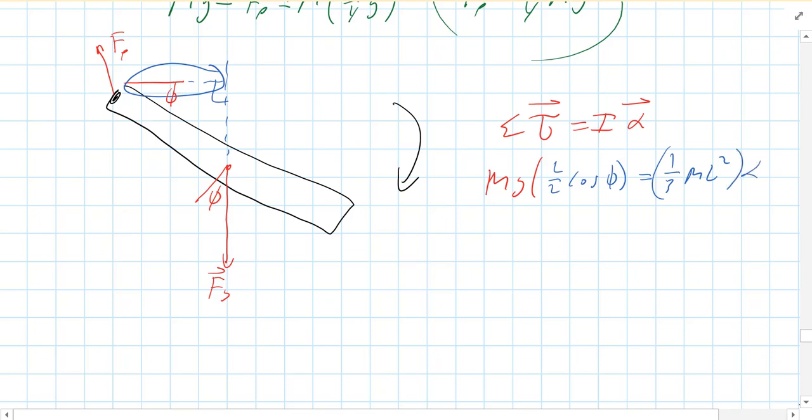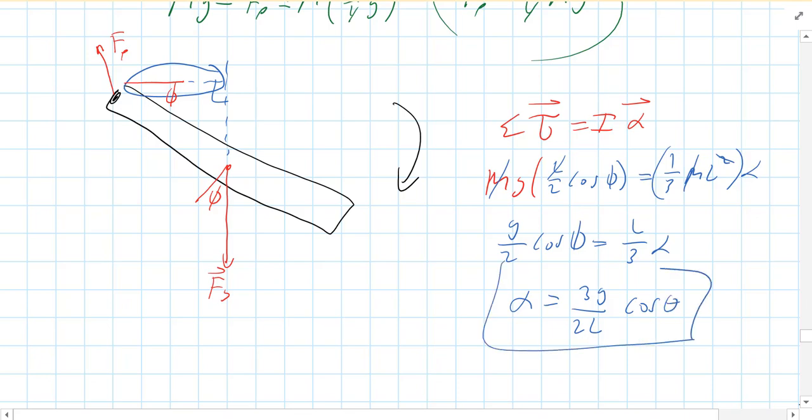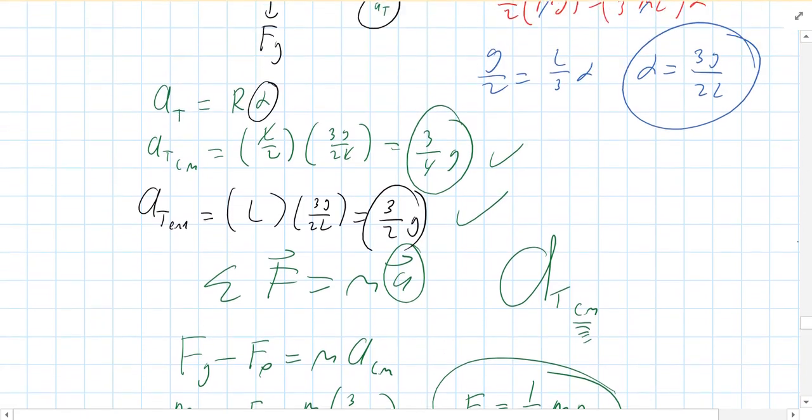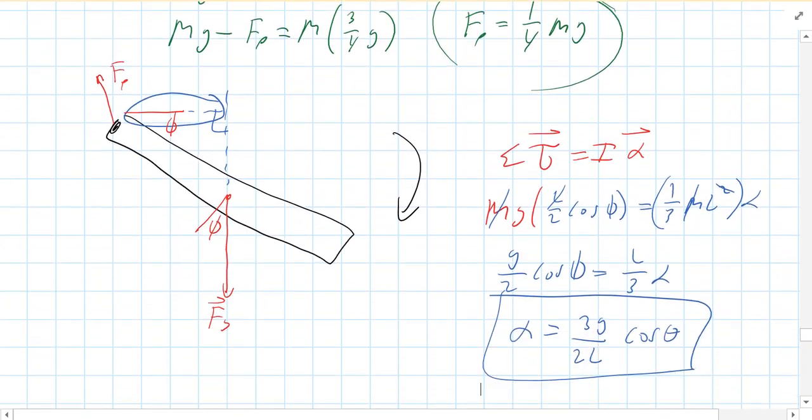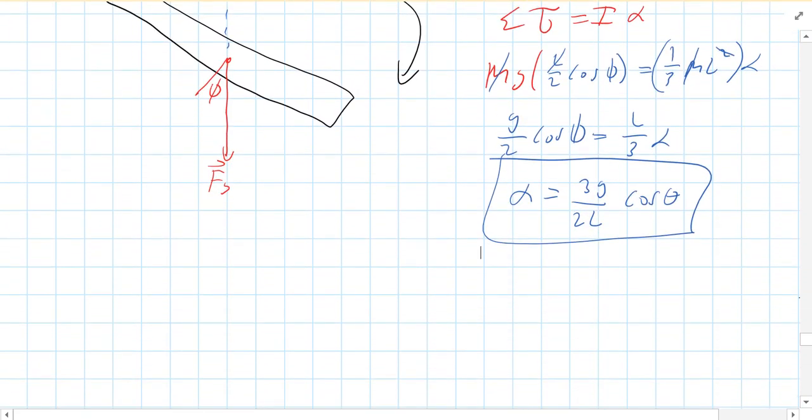Okay, so you'll notice the m still drops out, and one of the L's still drops out, and you get g over 2 cosine of phi equals L over 3 alpha, or alpha equals 3g over 2L times cosine of phi. And the only difference between this and the last one is you have a cosine. So if you look at the last answer, we had a 3g over 2L. Well, now you have a 3g over 2L times cosine.